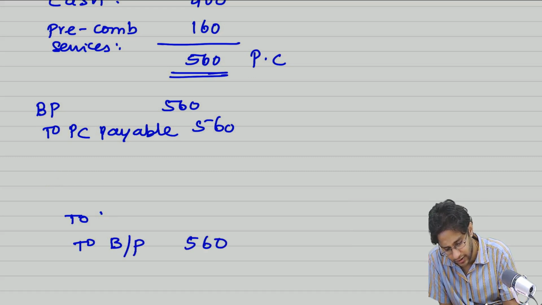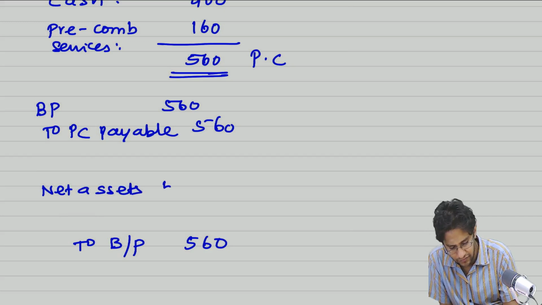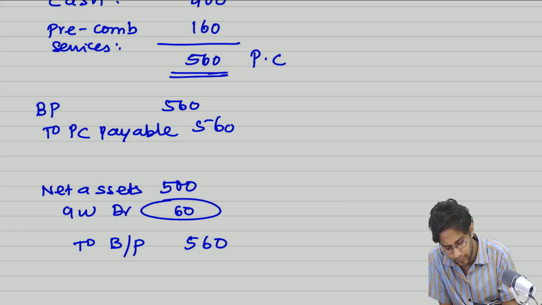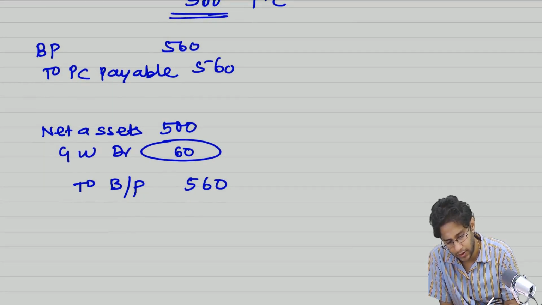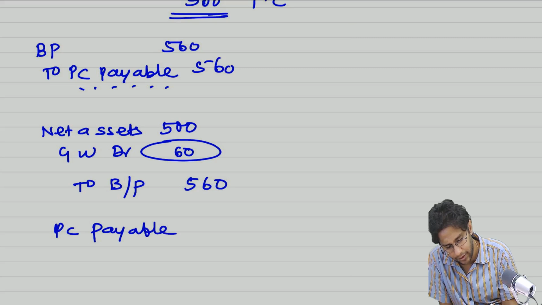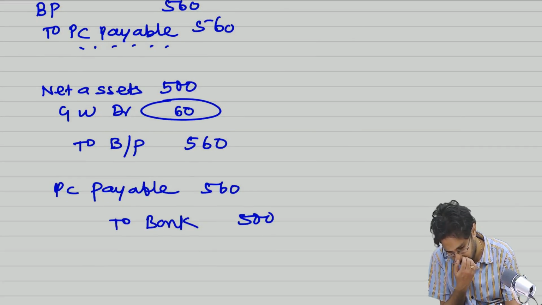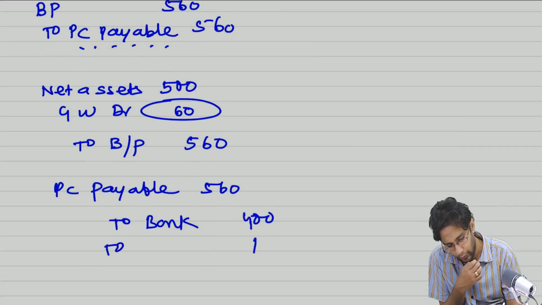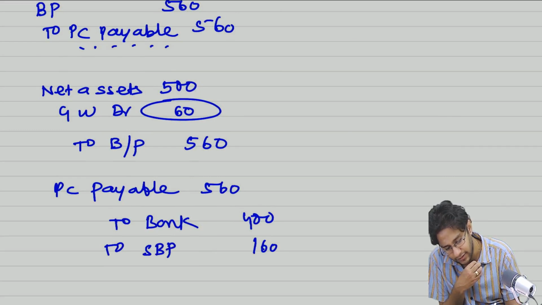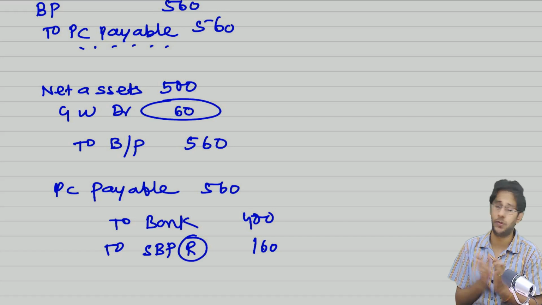Just for understanding, I'll directly write net assets. Let us say net assets is 500. So this gap is good. Now, the PC payable discharge entry will be there. In that PC payable entry, 560. Anyway, you agreed to pay cash of 500, pay that. But not 400. The 160, the process of discharge, you will create a SB.